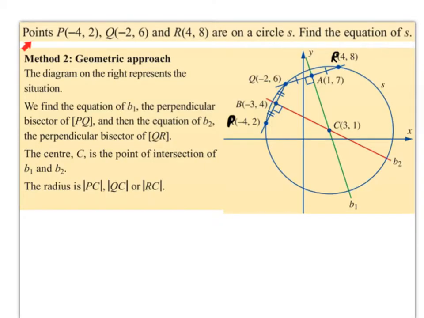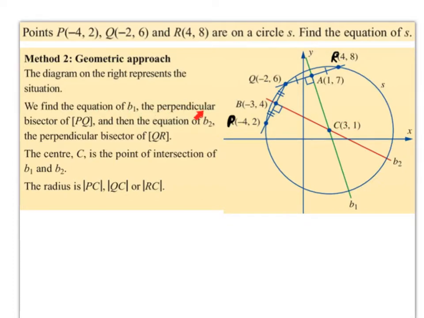So here we have method 2, the geometric approach. The diagrams on the right represent the situation. We find the equation of B1, the perpendicular bisector of PQ. So P and Q were given to us in the question. So there's P and there's Q. So this is the chord PQ. So we want to get the perpendicular bisector. So that's that red line there. Remember, the perpendicular bisector goes through the center.